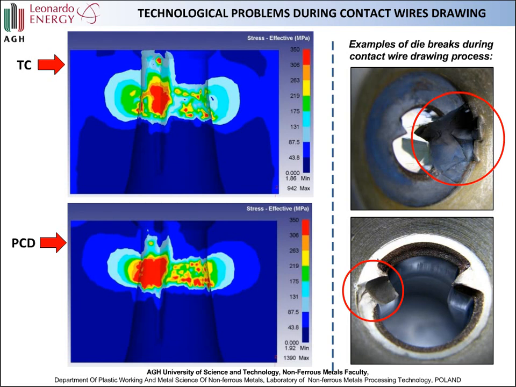You can see also on the finite element method calculations that the highest loads and highest pressures are existing directly on the part of the die where the trolley wire rows are being created. And this is the direct effect that causes the breaks of the die during the process.